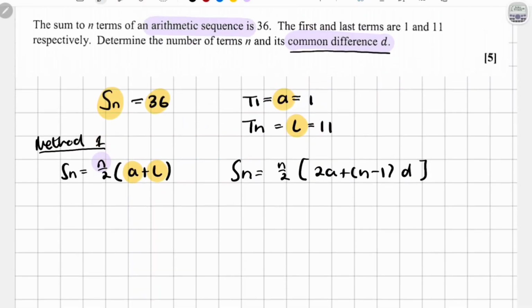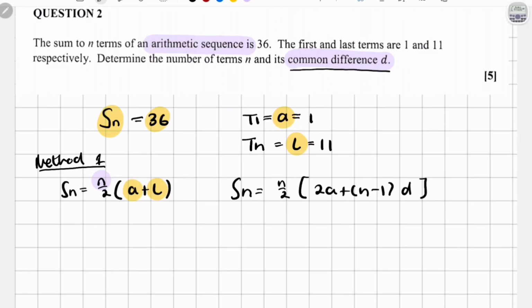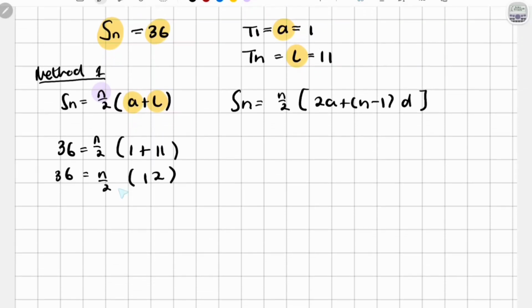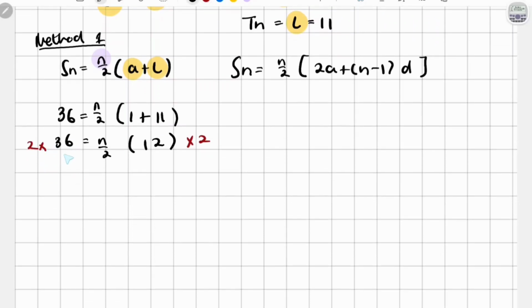Okay, but in this method, what we can just do here is say Sn, that is 36. So 36 is equal to n over 2, since we don't know what n is. And then A is 1 and L is 11. So 1 plus 11 is 12. So we have 36 is equal to n over 2 times 12. If you like, you can get rid of that 2 by multiplying both sides by 2. When we do that, we get 72 is equal to, and the 2 cancels out, n times 12, which is 12n. Or you could have also just multiplied this fraction by this.